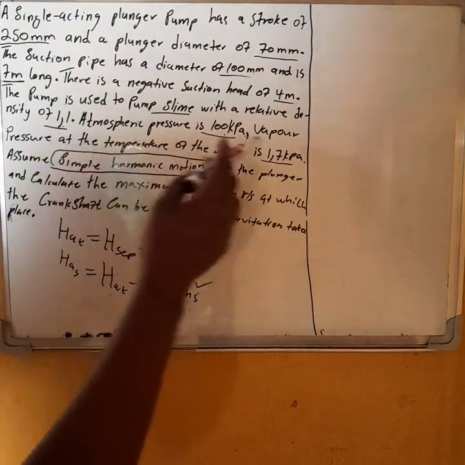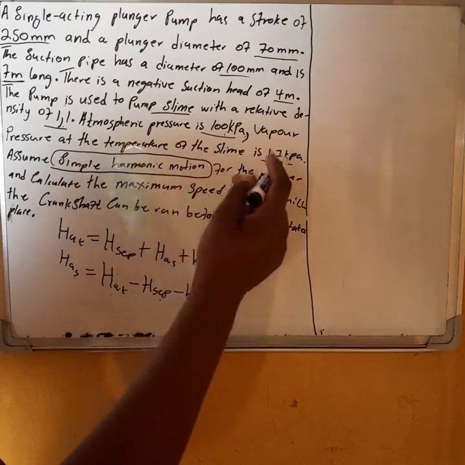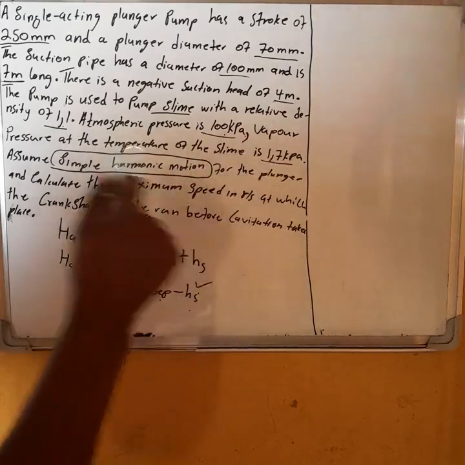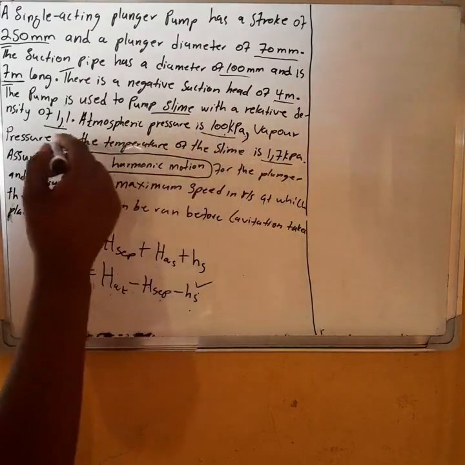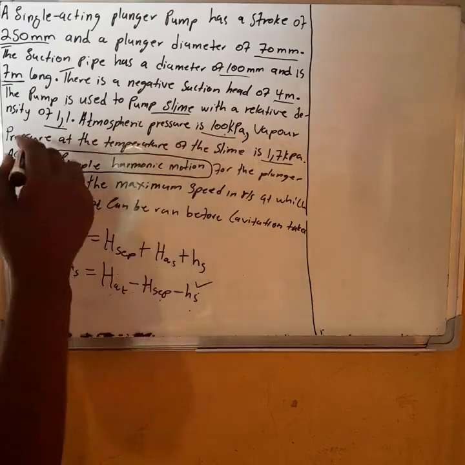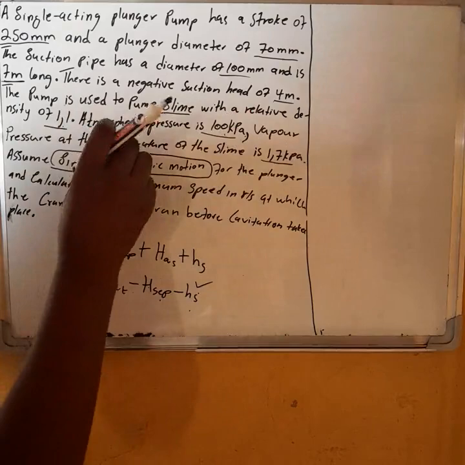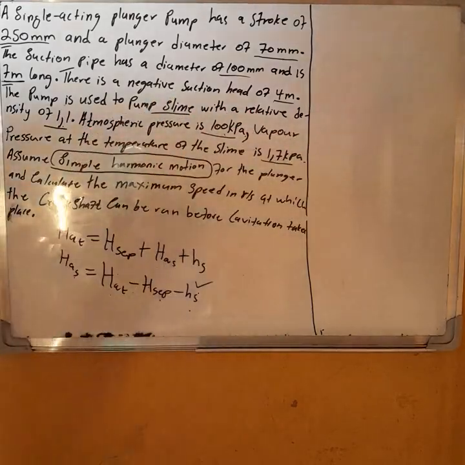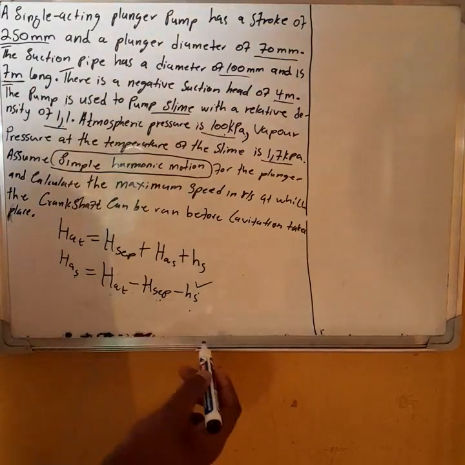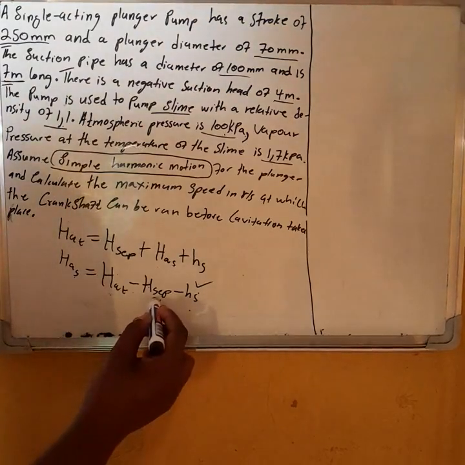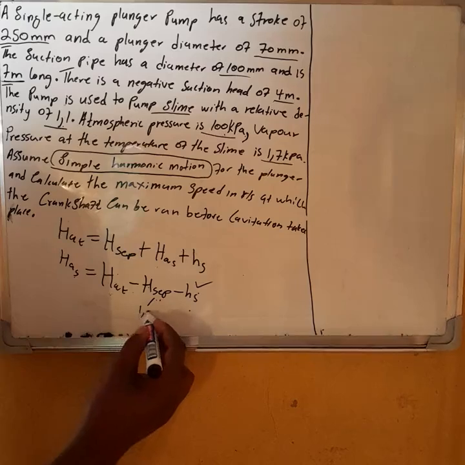And the vapour pressure of the slime is 1.7. This is the vapour pressure. It's water, right? The vapour pressure at the temperature of the slime. We have been given the vapour pressure, but here we're given it in terms of what? Of a pressure of 1.7 kilo.